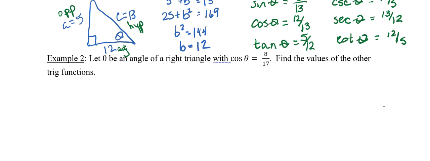This one, what they've done for us, is they've given us a trig function and a ratio. Based on what we know about cosine, we can place it on the right triangle. Cosine, according to our chart, is adjacent over hypotenuse. So 8 is adjacent, 17 is hypotenuse.